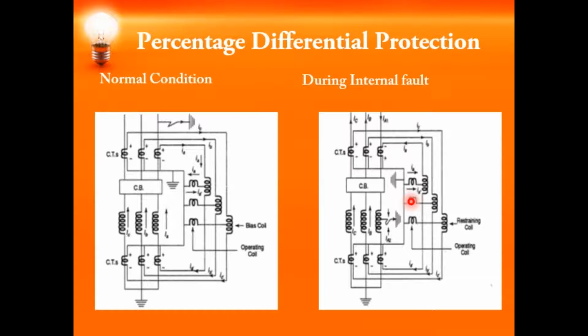So this percentage differential protection will not respond to any faults which occur externally or on overloaded condition. It will provide protection against winding faults, phase to phase and phase to ground faults. And when it comes to phase to ground faults, it provides only 80 to 85% of the protection. It will not protect the entire generator winding against phase to ground fault. Only 80 to 85% of the generator winding is protected.